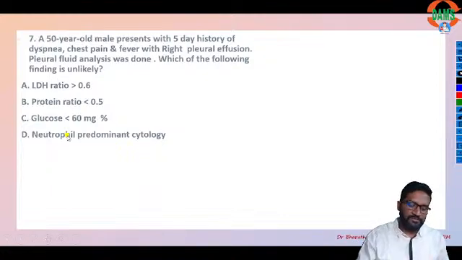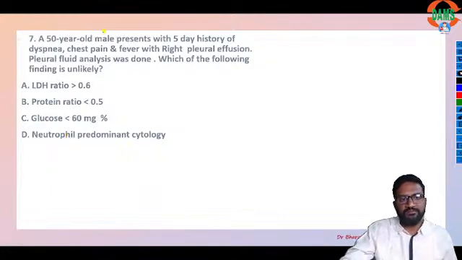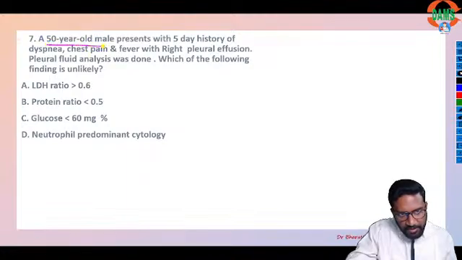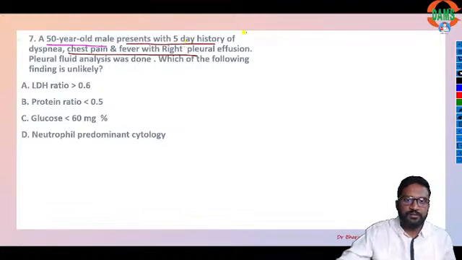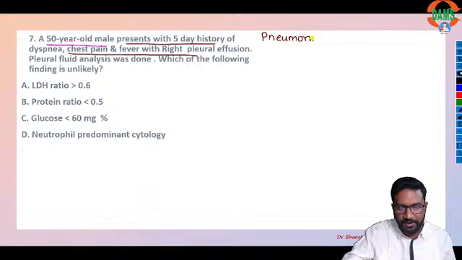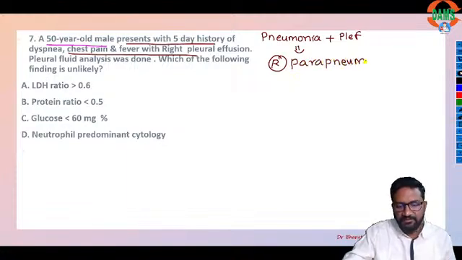Then try to solve. This is also a clinical scenario based question. There is a 50-year-old male. He presents with 5-day history of dyspnea, chest pain, fever, right pleural effusion. So it is showing features of pneumonia, respiratory infection along with that pleural effusion. So this is suggestive of a right parapneumonic effusion. Short history, you expect infection only, right parapneumonic effusion.